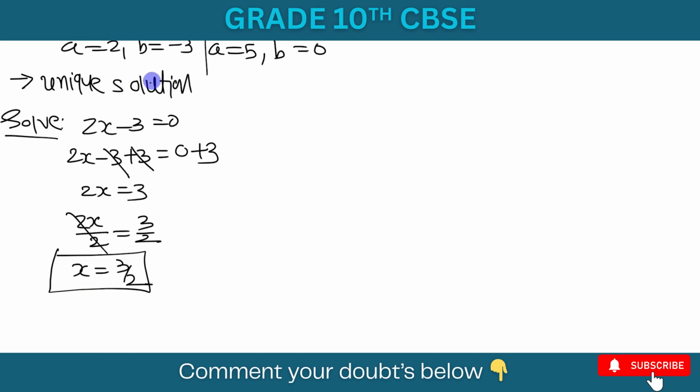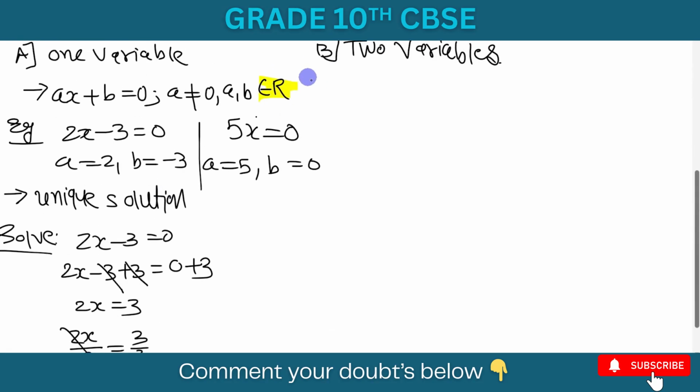So what is the meaning of getting a unique solution? Linear equation in one variable will have only one value of x which will satisfy the equation. So you can put x equal to 3 by 2 in this equation, and you will get the answer 0.